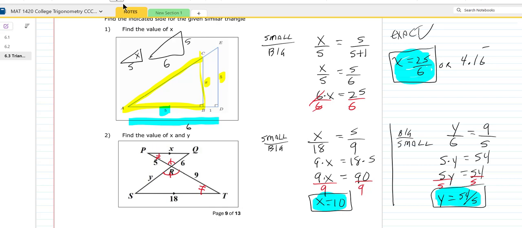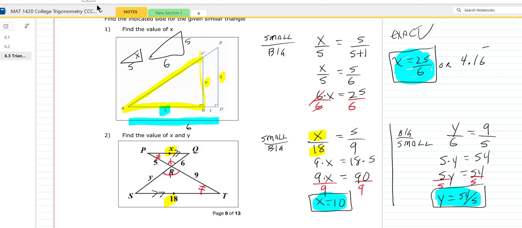Okay, the next one, you were supposed to find both x and y. And the correspondence on this is like the example I did. These are parallel lines, which we usually represent like that. So the vertical angles are congruent. The alternate interior angles are congruent. So when I looked at x, x is here. That clearly corresponds to the 18. I decided to put the small in the numerator and the big triangle in the denominator.